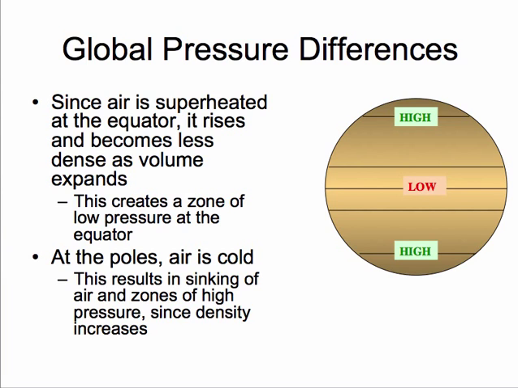So, global pressure differences. Since the air is superheated at the equator, it rises and becomes less dense as the volume expands. This creates a zone of low pressure at the equator. At the poles, the air is cold and therefore it's sinking air in the zones of high pressure since the density is higher at the poles.